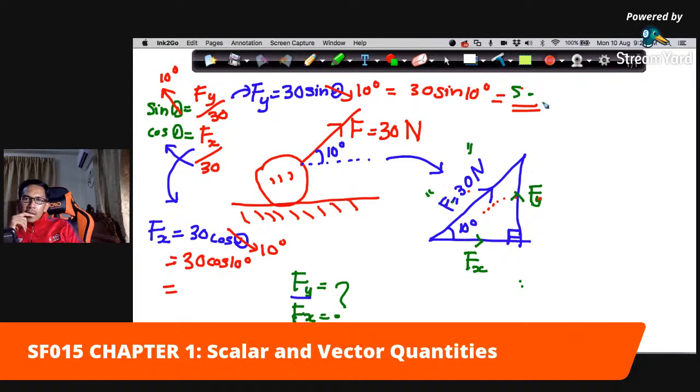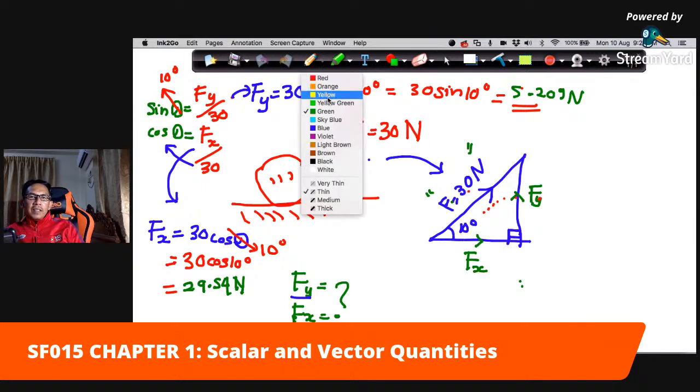Betul eh? Okay, 5.209 Newton. Yang Fx berapa? Betul ke kamu kira ni? Mana satu? Cuba tulis kat situ. 5.209 Newton. Fx, ya, Fx is equal to... biar betul. Fy, Fx 29.54 Newton. Okay, so semua okay, sudah kira ya. Nanti cek balik jawapan itu, saya rasa betul lah kan.